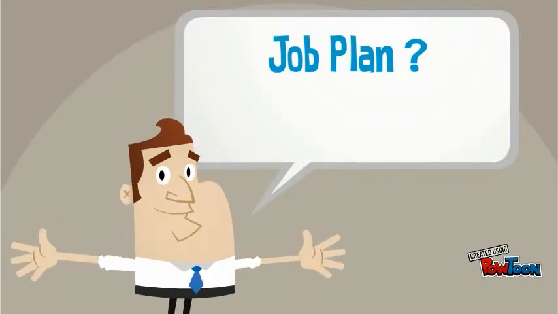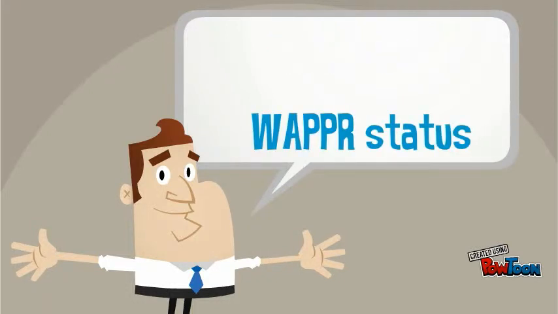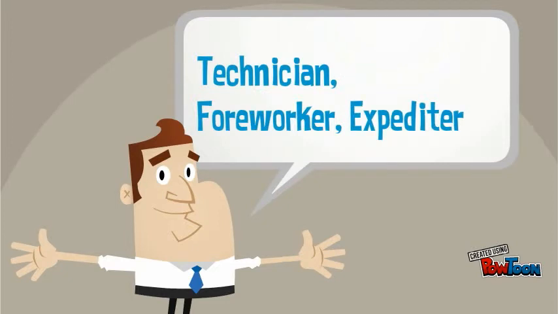Does the unit you're working on need to be assigned a job plan? If so, the work order must be in WAPPR status. It's only then can a job plan be added into a work order. This can be done by you, the technician, your foreworker, or expediter. The specifics on how to add a job plan in MAXIMO will be covered in a separate section.